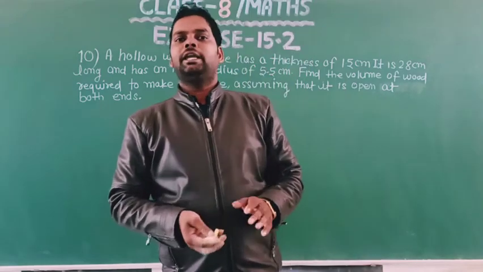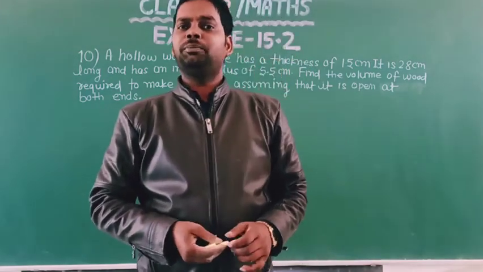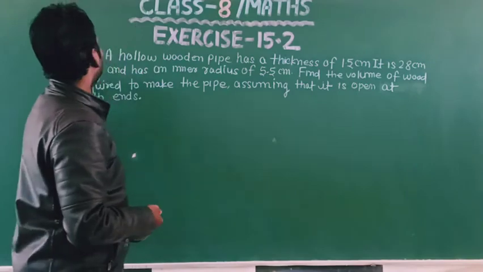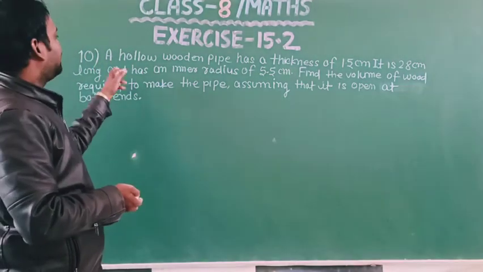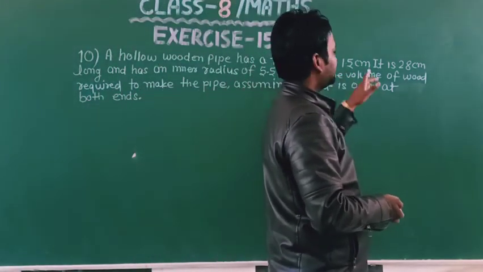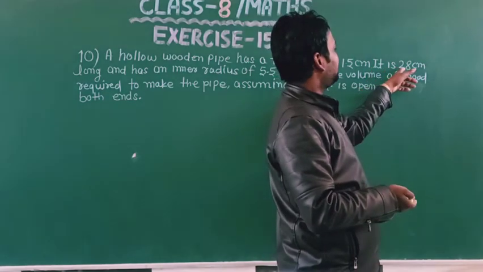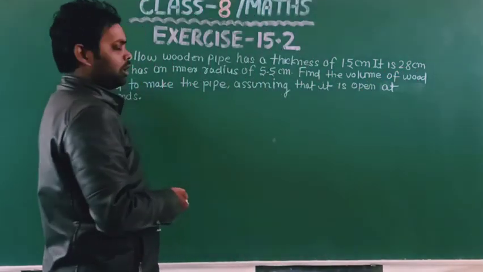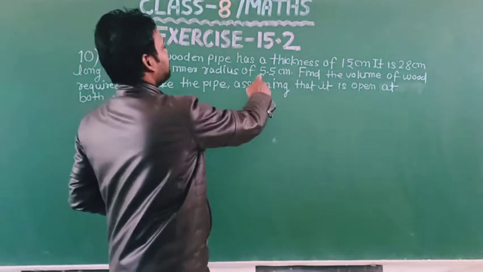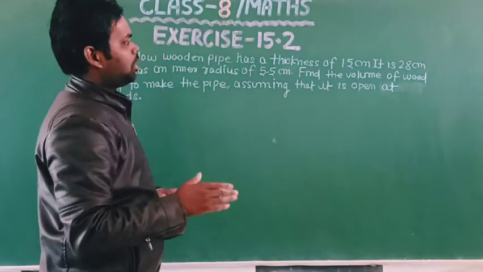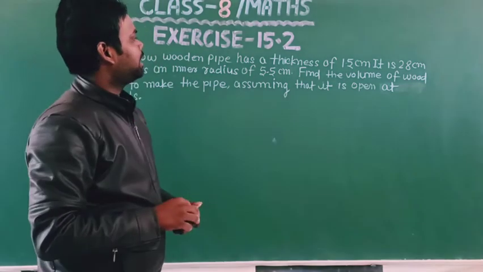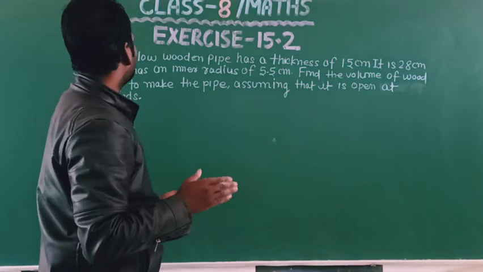Hello student, I am back with question number 10 of exercise 15.2 of volume and surface area. In this question it has been said that a hollow wooden pipe has a thickness of 1.5 centimeter. It is 28 centimeter long and has an inner radius of 5.5 centimeter. Find the volume of wood required to make the pipe, assuming that it is open at both ends.